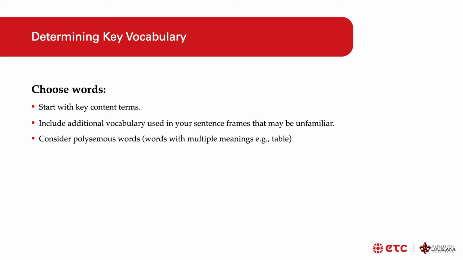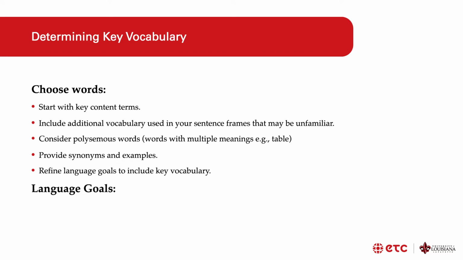We also want to provide synonyms and examples to help students understand those key vocabulary. And we want to make sure that we're refining our language goals to include key vocabulary. So when I think about my math goal for this lesson, a really key term is the word efficient. In order for students to choose an efficient strategy and to determine if it's an efficient strategy, they need to know what efficient means. So I've revised my language goal here, and I've changed it to say students will use the word efficient consistently in their discussions.